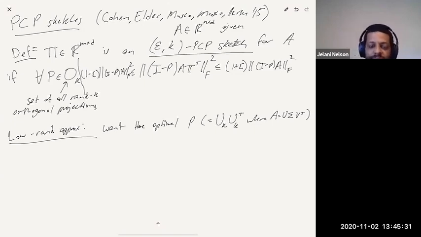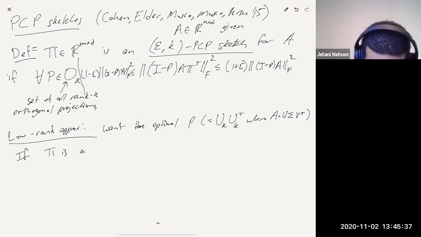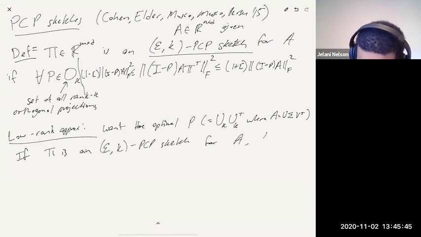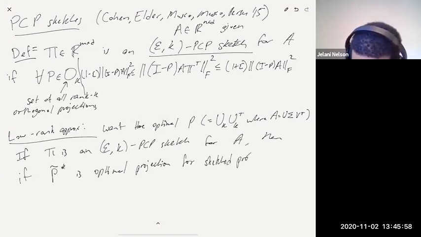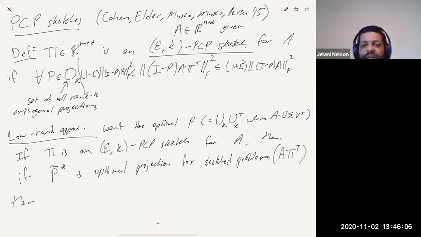So if pi is an epsilon k PCP sketch for A, then if P tilde star, say, is the optimal projection for the sketched problem, and when I say the sketched problem, what I mean is A pi transpose, right? That's the sketched problem. Then exactly the same analysis as what we did before for regression.